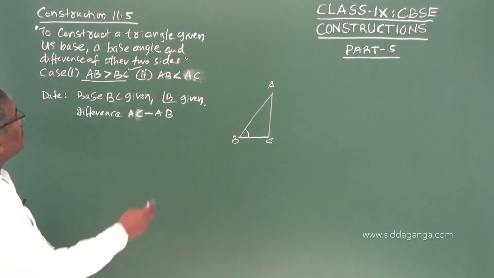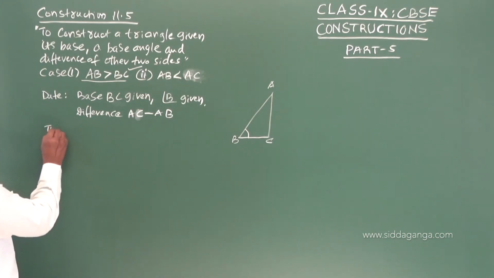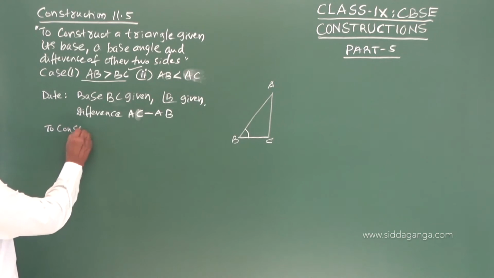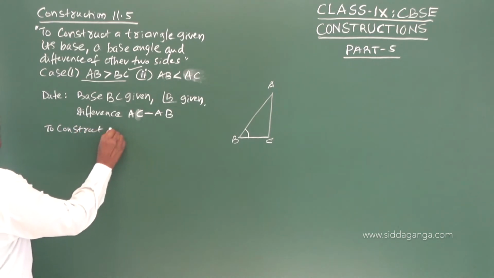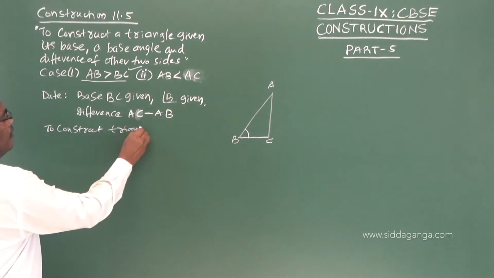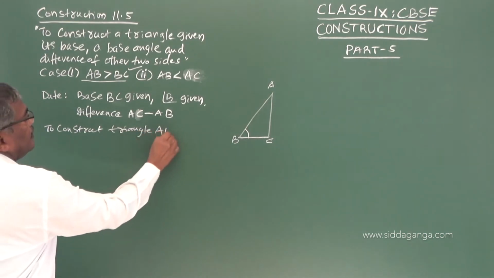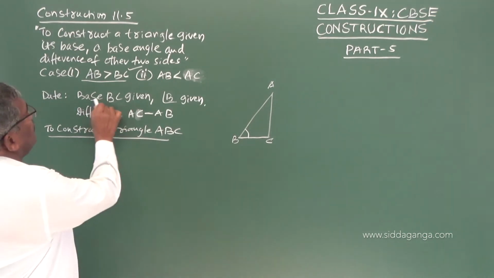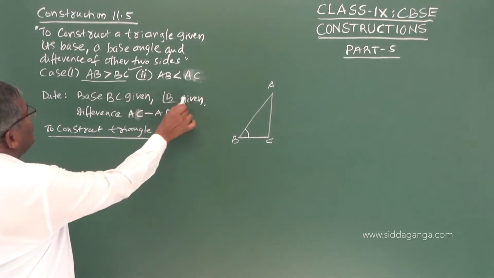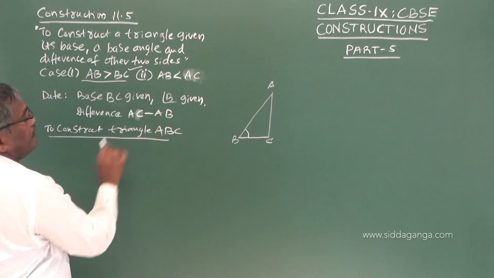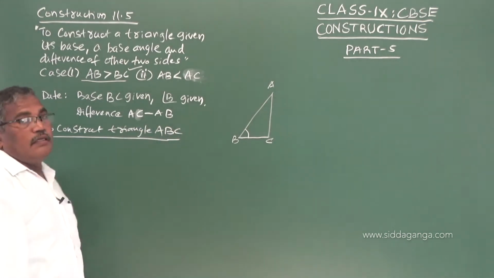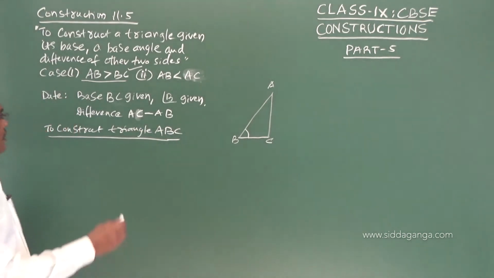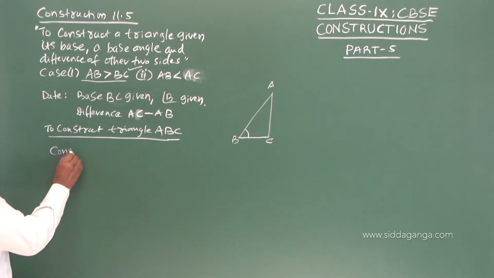Now to construct triangle ABC, what is given here? Base BC is given, angle B is given, and the difference AC minus AB is given. We have to construct the triangle ABC. Construction steps.